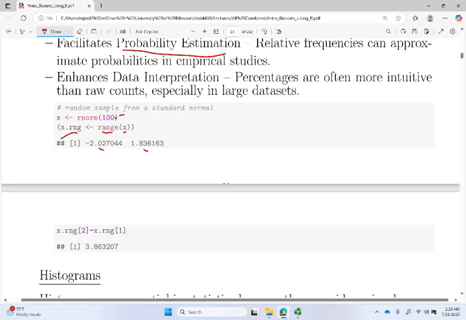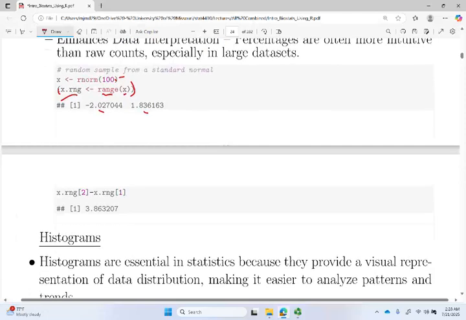So let's store that into a new variable. So remember, it's now a vector of length 2. And I put the parentheses so we can see this assignment happen. So then I take the second element in the vector minus the first element in the vector, and I get the range.